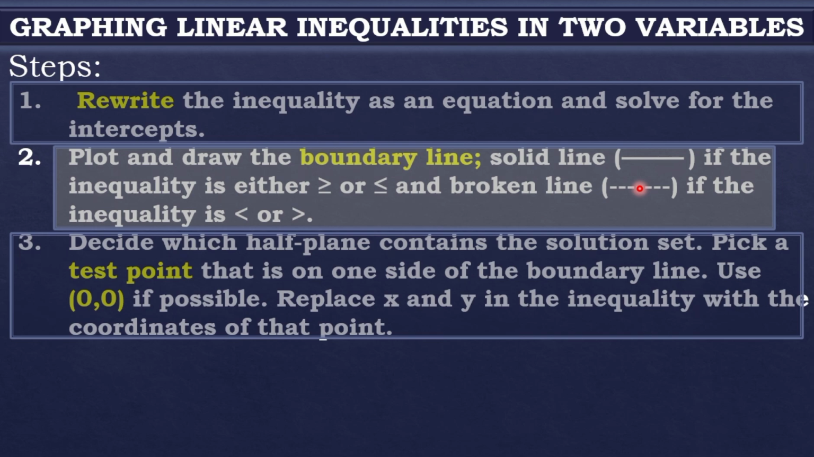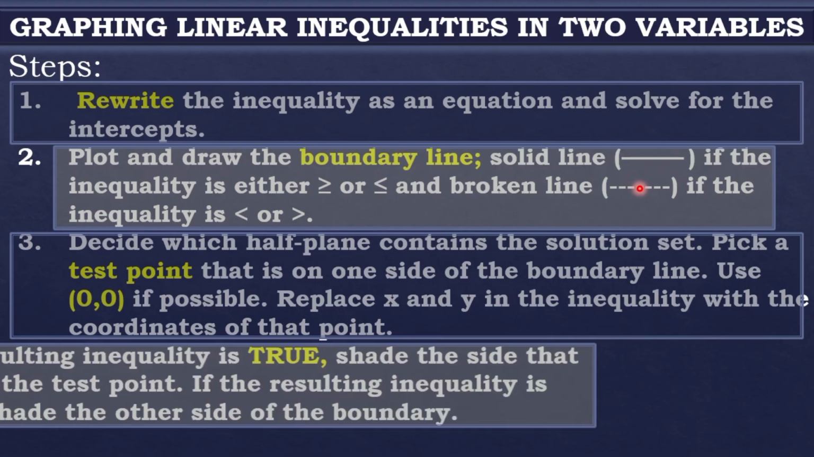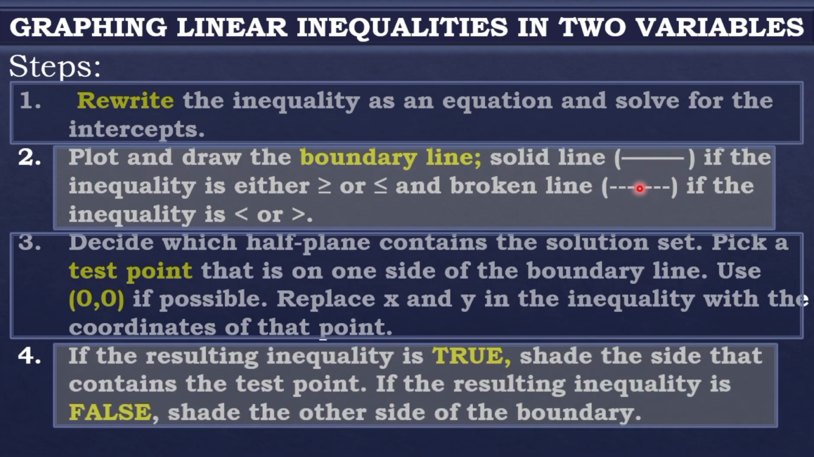Okay? So, itong 0, 0 na to, ito ang isa-substitute mo doon sa linear inequality. Pag lumabas ay true, ibig sabihin kasama yung 0, 0 sa shaded region. Pag lumabas ay false, ibig sabihin hindi kasama ang 0, 0, dun ka mag-shade sa other side ng boundary mo. Okay? And the last one, if the resulting inequality is true, shade the side that contains the test point.